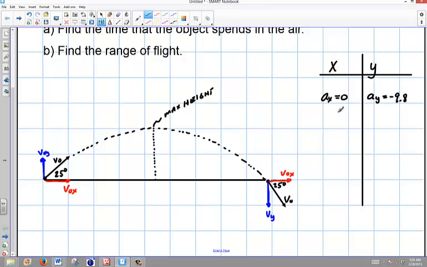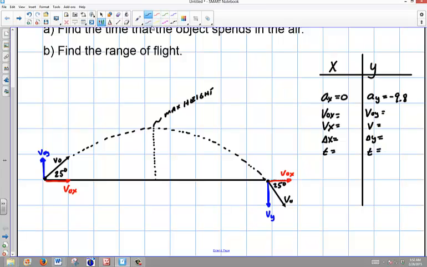So I have a v initial in the x, I have a v final in the x, I have a delta x, which is going to be the range, and I have the time. Over on this side I have the same thing. I have a v initial y, I have a v final y, I have a delta y, which is the displacement, which is where we're going to need to use a few tricks to solve this problem. And I also have a time here.